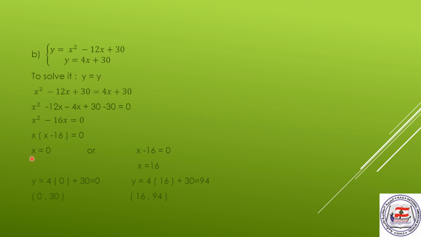Taking each factor equal to 0, we get the first value of x is 0 and y is 30 when replacing x in the second equation. And for the second term, when x is 16, we get y equal to 94. So we have 2 points of intersection between the parabola and the straight line of equation y equal to 4x plus 30.